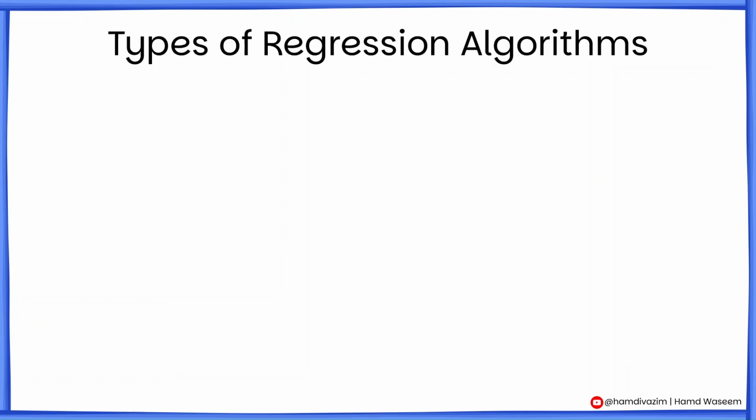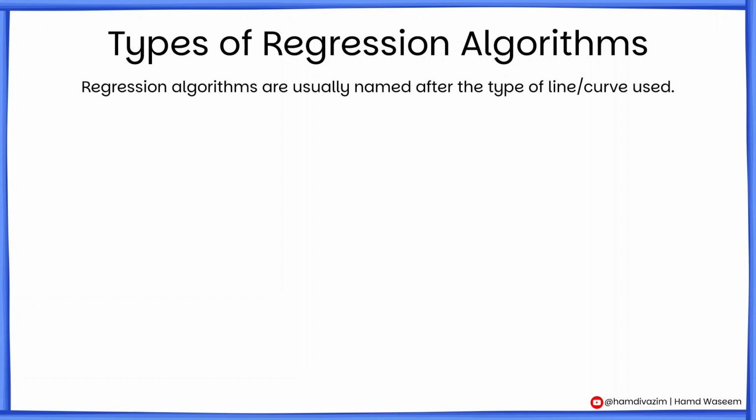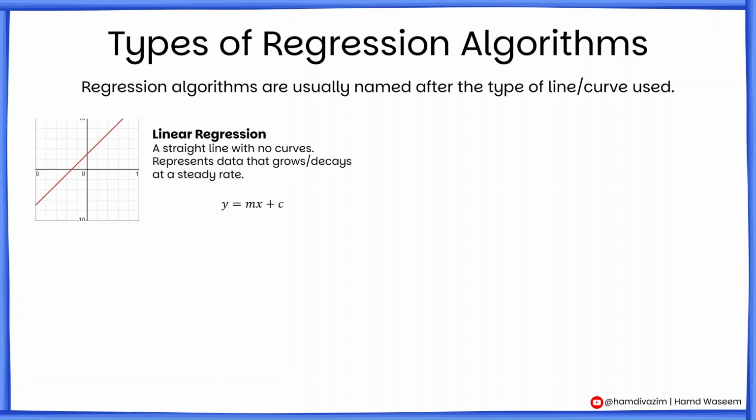Regression types are usually named after the shape of the curve they fit. There are many types of regression algorithm, but usually only four are used. First, we have linear regression. This is used when the data changes at a fixed rate. On a graph, it looks like a straight line and has the equation y equals mx plus c.